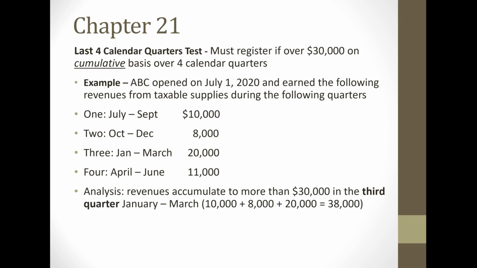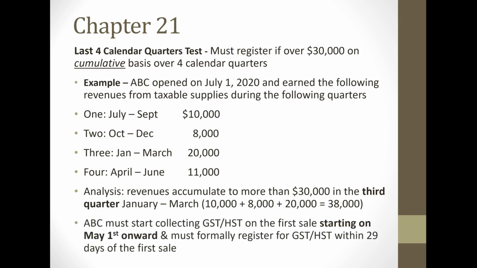The rule says that you will cease to become a small supplier, and then at the end of the month following the quarter in which the 30,000 limit was exceeded, you would have to start collecting GST/HST. So the end of the quarter is March 31st. At the end of the month following, which will be April 30th, they cease to be a small supplier. So on the first day after that, May 1st, they must start charging and collecting GST or HST depending on the province that they're in.